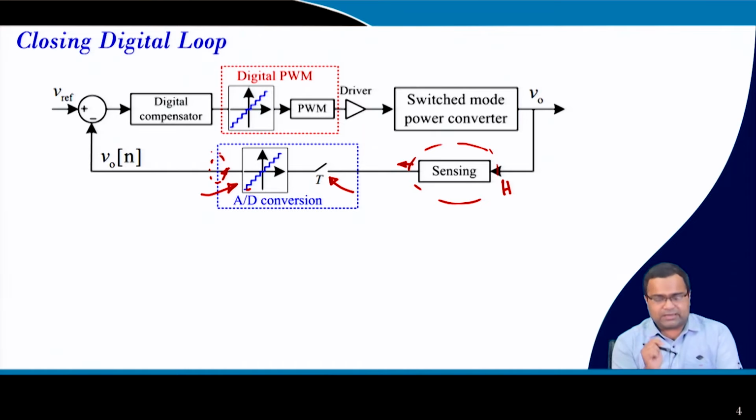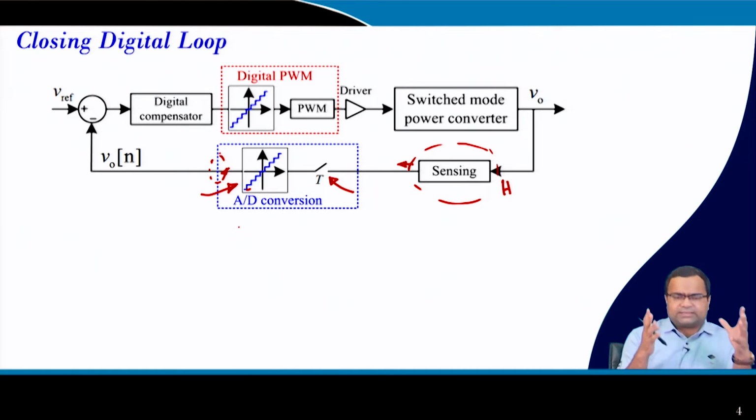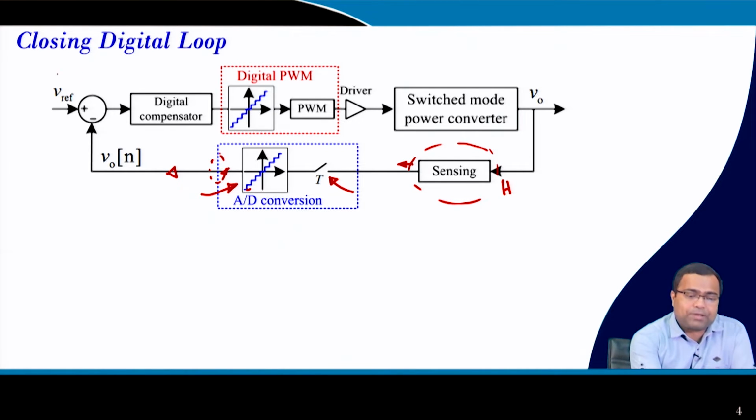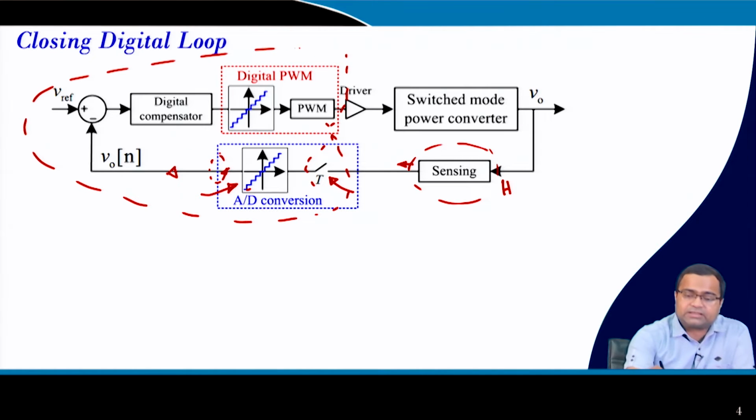So, in this particular digital control we are talking about, there is a sampler and there is a quantization block, and we will see what is the impact of this sampling and quantization effect in this digitally controlled converter. Once we get the quantized voltage level, that is compared with the reference signal. That means you can think of this whole block as a digital block. So, starting from this process, this whole block is digital.